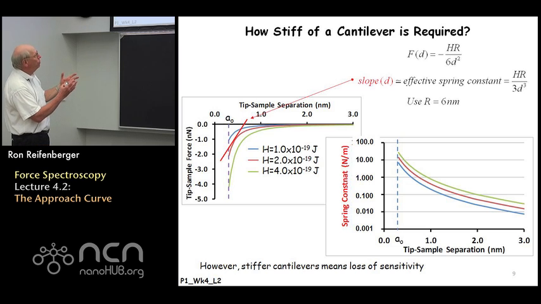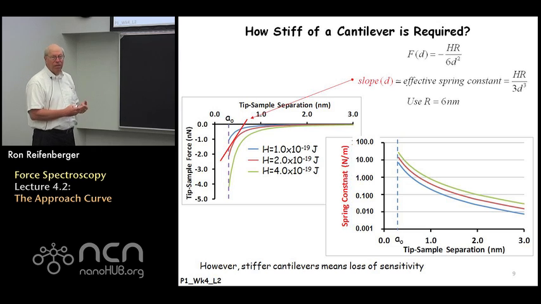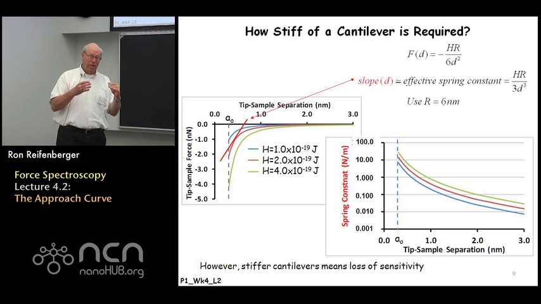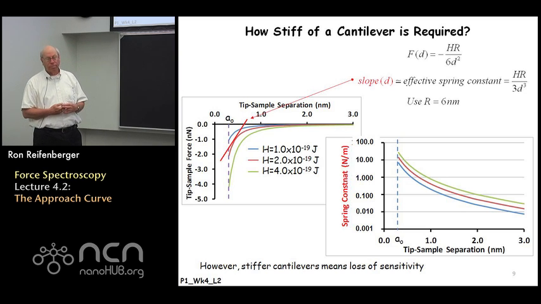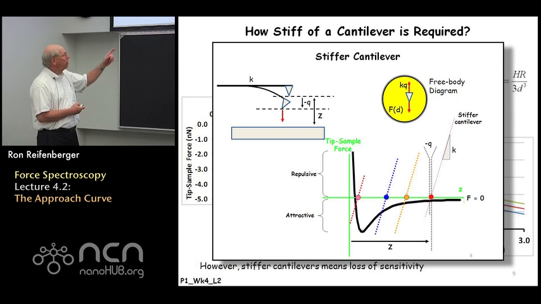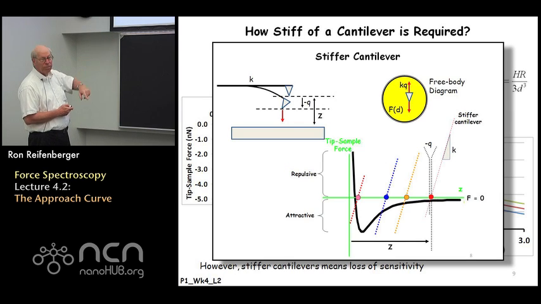And what you can conclude from this is that you typically need spring constants on the order of, as the tip gets closer to the substrate, 10 to 100 newtons per meter in order to prevent jump to contact. So if you want to achieve this condition, you're going to need spring constants on the order of 10 to 100 newtons per meter for typical values of van der Waals interactions that you might encounter.